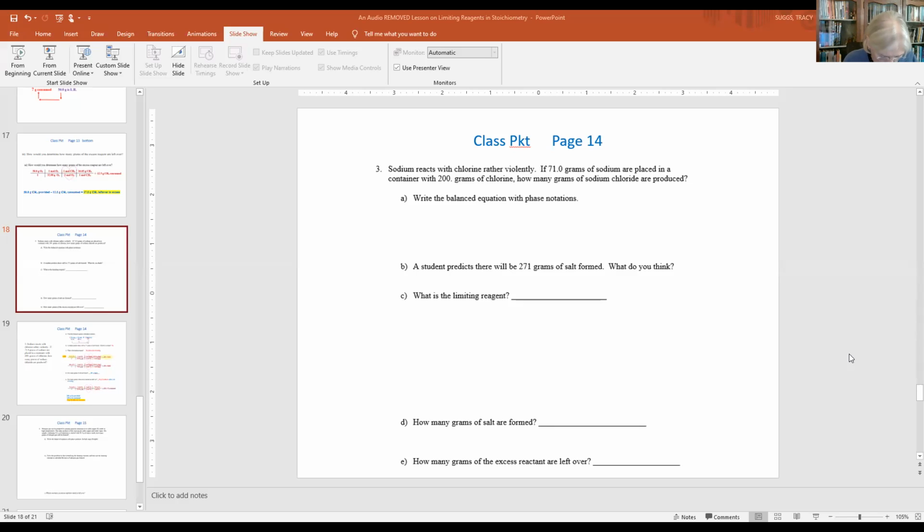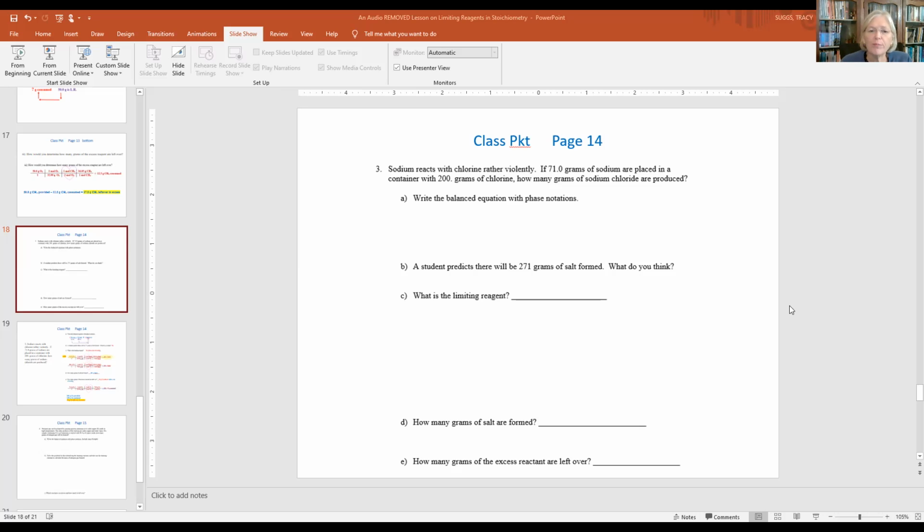Number 3 on page 14, sodium reacts with chlorine rather violently, you betcha. If 71 grams of sodium are placed in a container with 200 grams of chlorine, how many grams of sodium chloride are produced? Notice you can tell this is a limiting reagent problem because you were given both a mass of sodium and a mass of chlorine. Right there, you know you have more math to do to solve this problem.